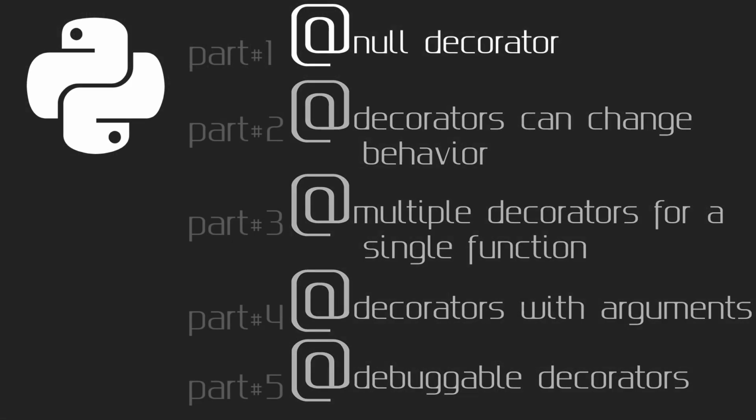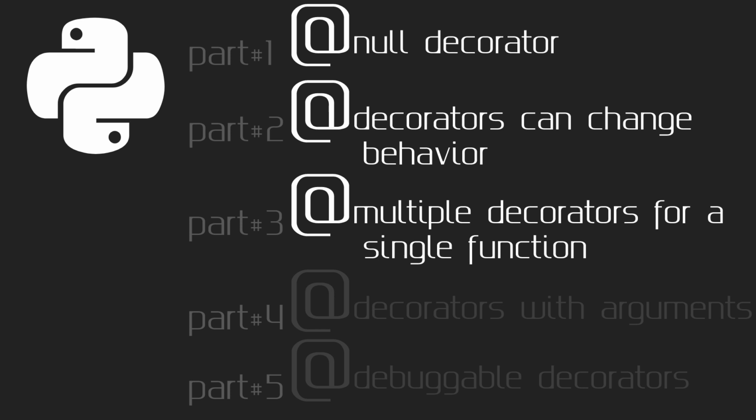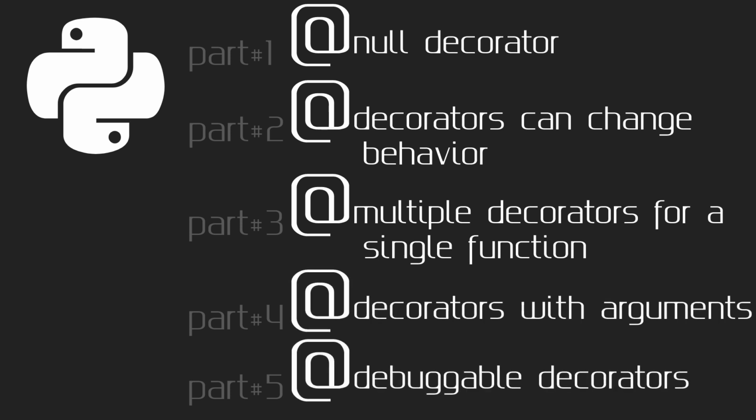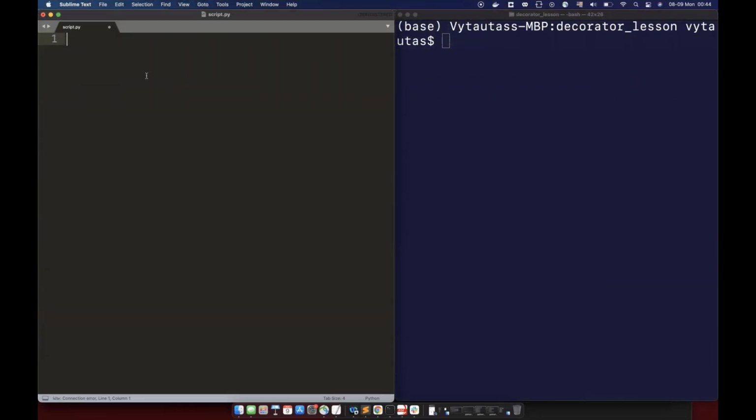In this video tutorial, we will cover a null decorator, decorators that can change behavior, multiple decorators for a single function, decorators with arguments, and debuggable decorators. Let's start with the null decorator. Let's build a function that has the property and could be considered the simplest decorator ever.